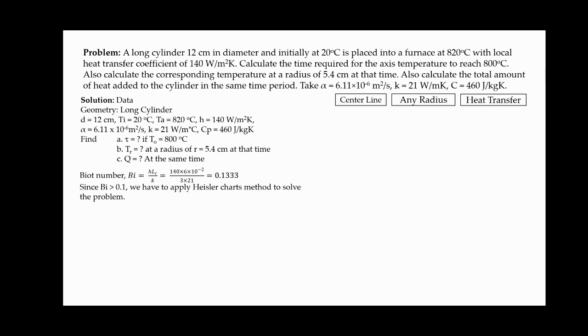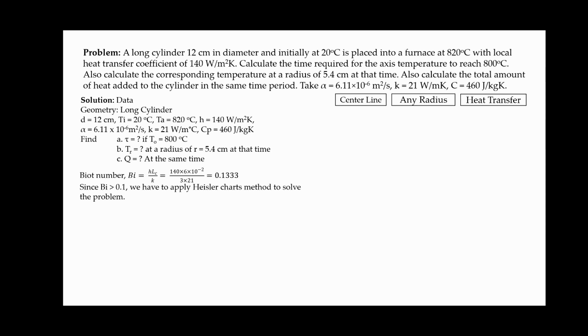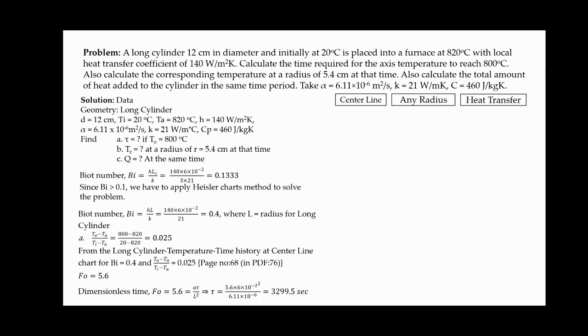First let us find the centerline temperature, and before that we need to find the Biot number. Here the Biot number is h into Lc by K, where Lc is R by 2 for cylinders. So when I do that, I get a Biot number of 0.1333, which is greater than 0.1. So we have to use charts. Now let us find the centerline temperature.